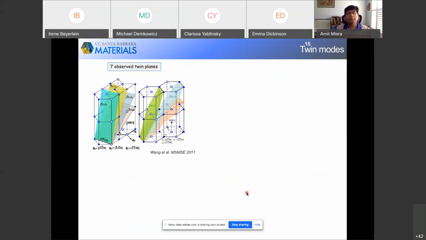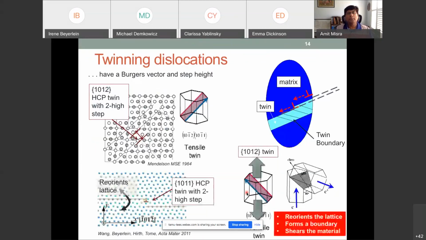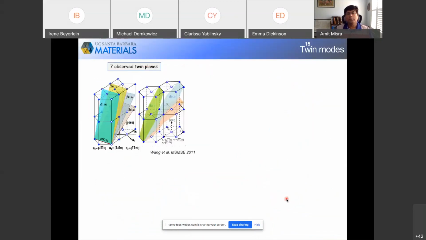So I just showed you an example of one type of twin, but there are actually many different types of twins, and we call them twin modes or twin types, if you will. Here I'm showing about 7 that have been observed, and they fall into 2 classes. In one class, there are 4 of them, and they share the same what we call shear zone or twin zone.